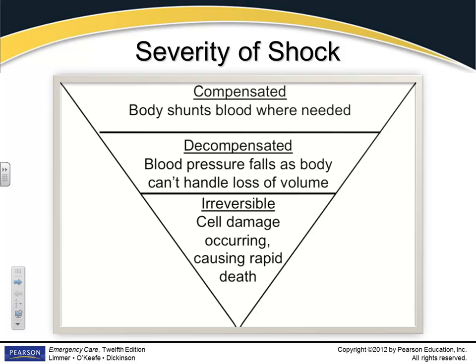Okay, next we've got how severe shock is. And we've kind of talked about this, recognizing when your patient moves through the different stages. You've got compensated, decompensated, and irreversible. With compensated shock, the body's still working, it's still getting it done. It's not going to get it done forever, but for that period of time, it's compensating. What would be signs that your patient is in compensated shock, vital sign-wise?